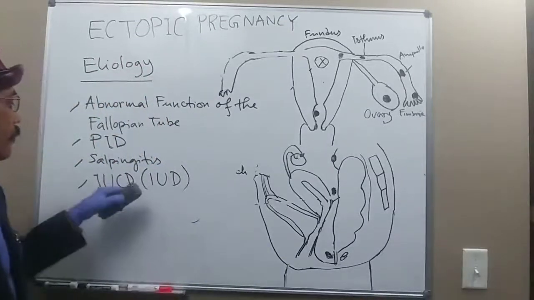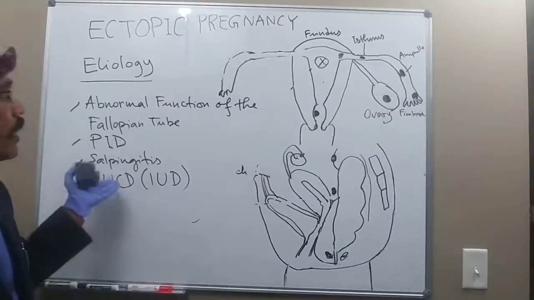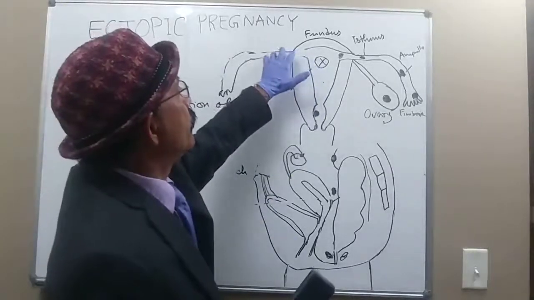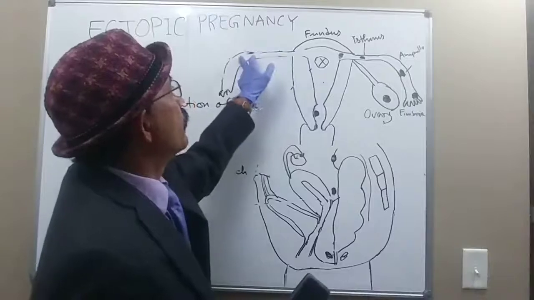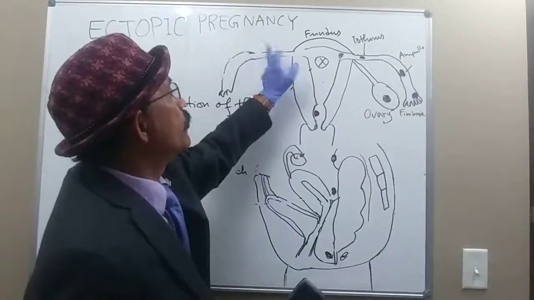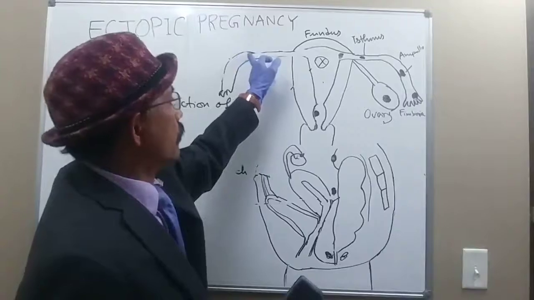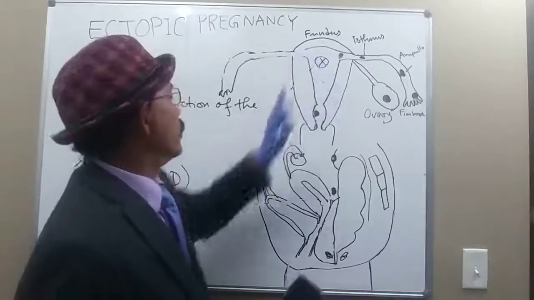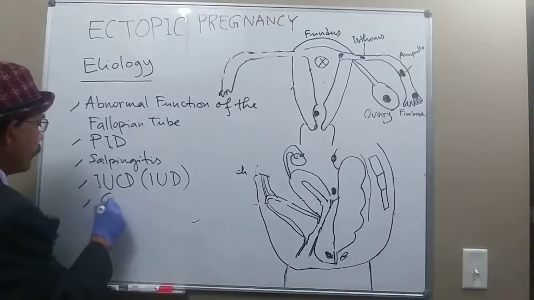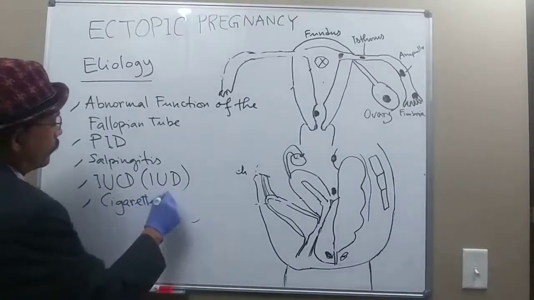So if the woman is taking IUCD, then there may be inflammatory change here also. So that may change the mucosa, the epithelium inside the fallopian tube. That may block the passage of the product of fertilization to go here. Okay, so IUCD. Then we have to say cigarette smoking, cigarette or any tobacco.